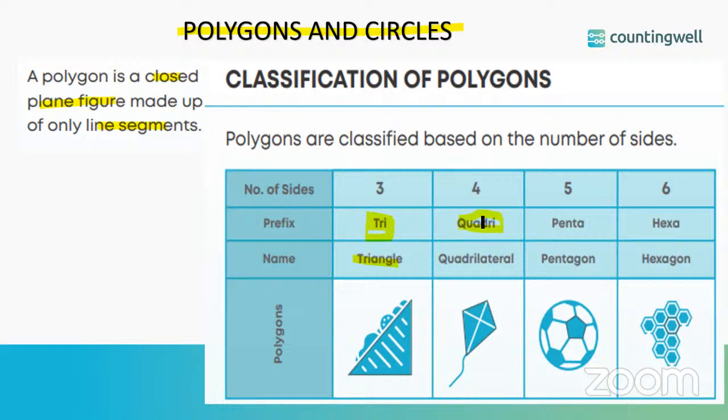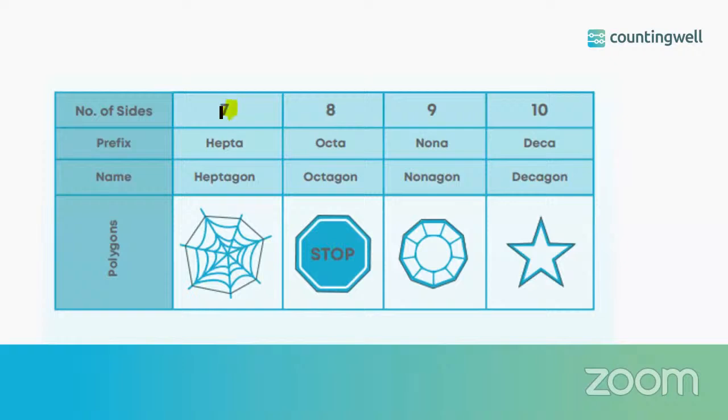Similarly, if the polygon has 4 sides, it is known as a quadrilateral. The prefix quadri stands for 4. If a polygon has 5 sides, then it is called a pentagon. So here you can see the highlighted shape shows a pentagon. Then we have a polygon having 6 sides called a hexagon. If it has 7 sides, we have a heptagon. For 8 sides, we have an octagon. For 9 sides, we have a nonagon. For 10 sides, we have a decagon.